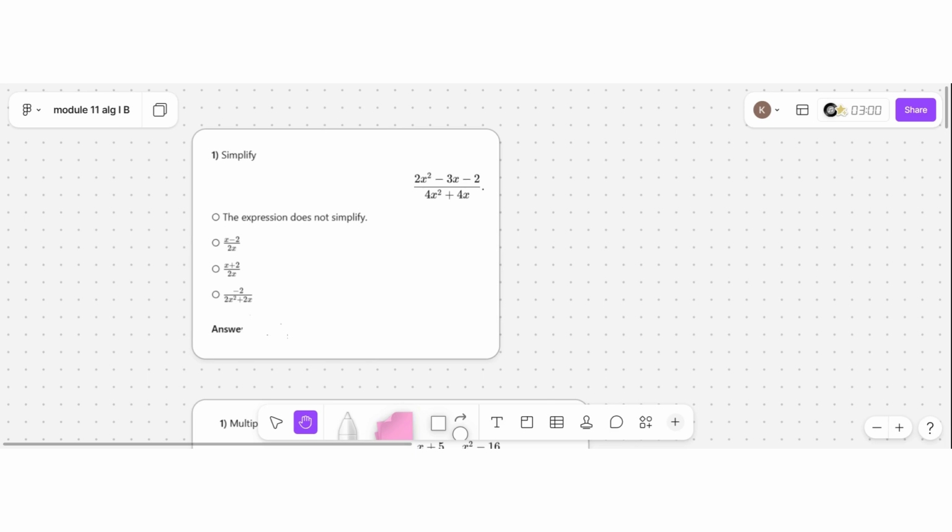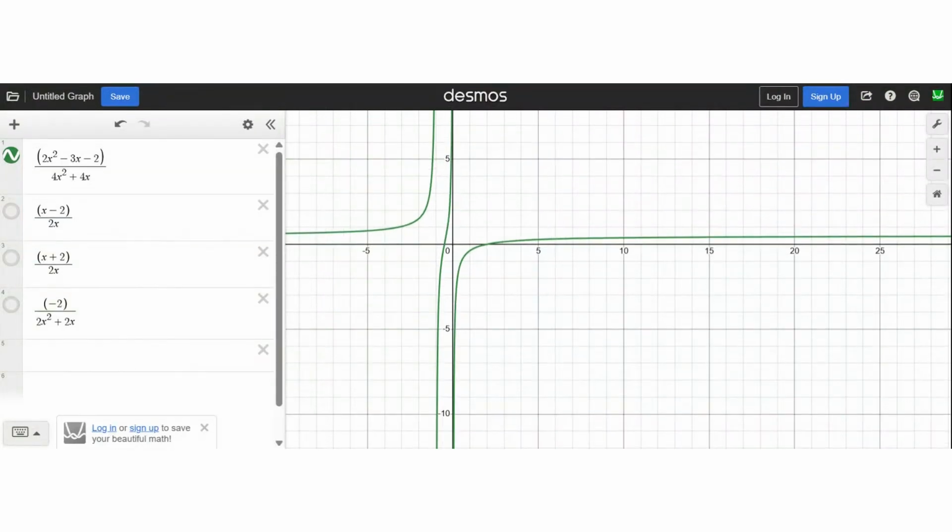It says simplify 2x squared minus 3x minus 2 over 4x squared plus 4x. So let's start with typing this into Desmos and the 3 possible answers, because the 4th one just says the expression does not simplify. So I went over here, plugged it in with the 4 possible answers. So pause the video and practice plugging these in yourself.